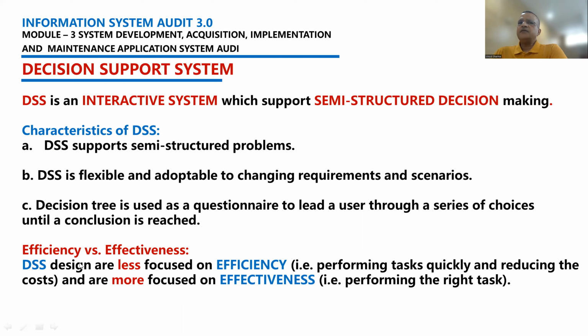Efficiency versus effectiveness. Now, efficiency has something to do with the consumption of resources, and effectiveness has something to do with adherence to compliance. So decision support systems are designed to be less focused on efficiency. As I said, there's a questionnaire that will lead the user through a series of choices. Depending on how you answer will decide how much time you're going to take, right? So some patients may take less time, some patients may take a longer duration when sitting in front of the DSS. So DSS designs are less focused on efficiency.